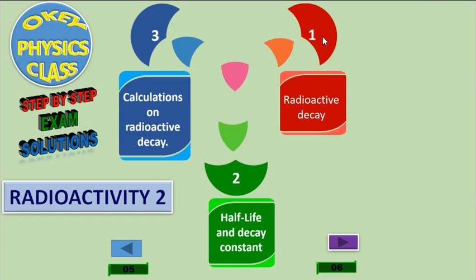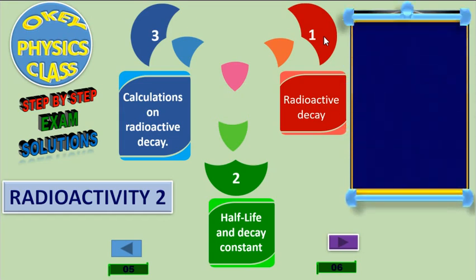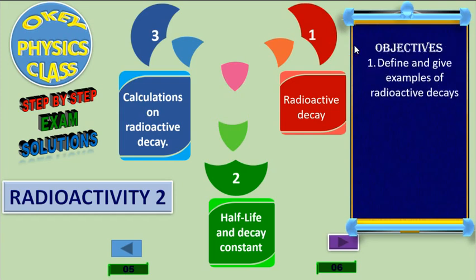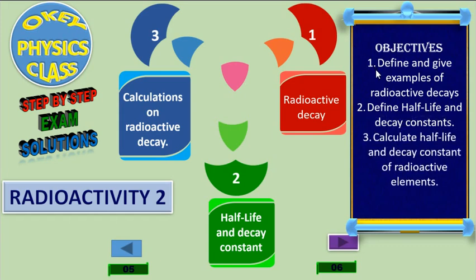The objectives of our presentation now are: number 1, define and give examples of radioactive decays. Be able to define it and give examples. Number 2, should be able to define half-life and state what half-life actually is. Number 3, we should be able to calculate half-life and decay constant. Like I said, that calculation will be done in video number 3. So now let's go to the next slide for the presentation.